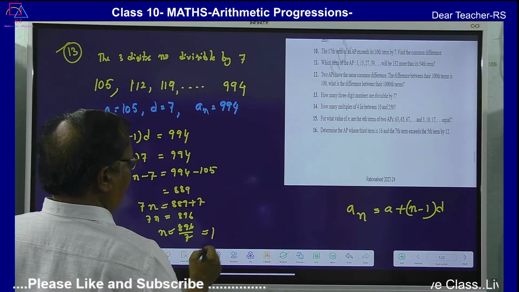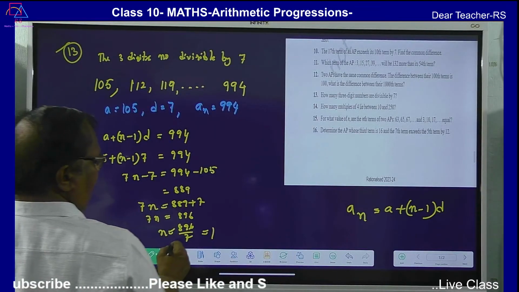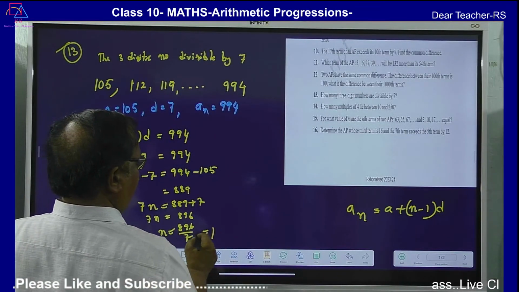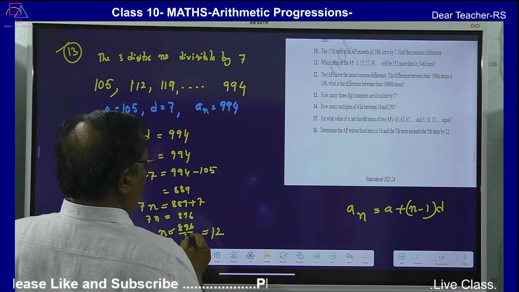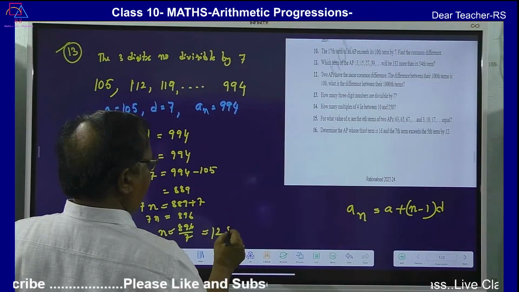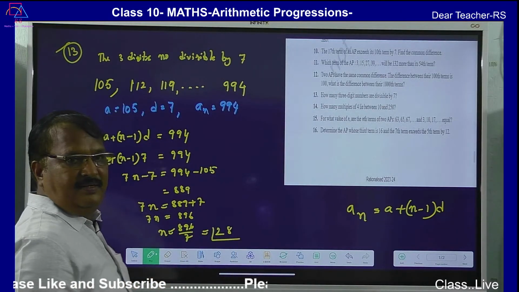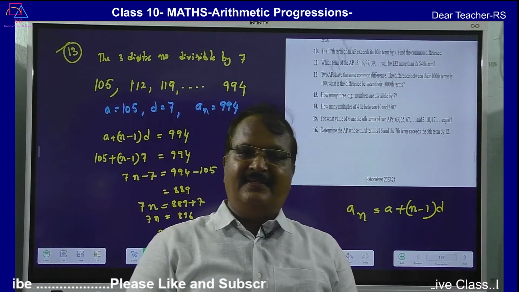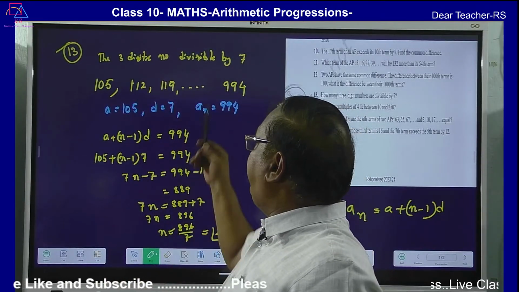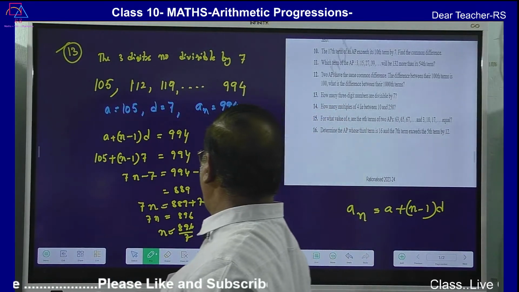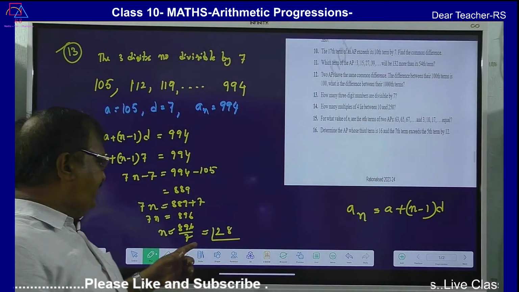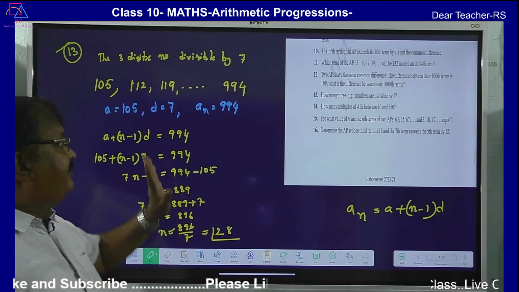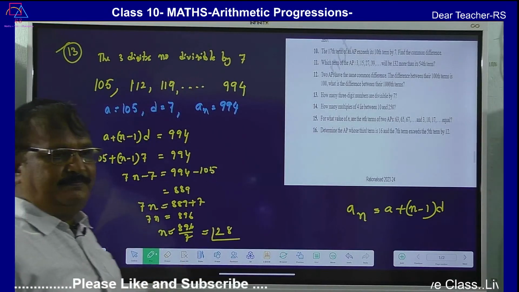Okay. 7, 19, 2014, 56, okay, 128. So there are 128. How will it become 128? Yes, 128 terms which are divisible by 7.